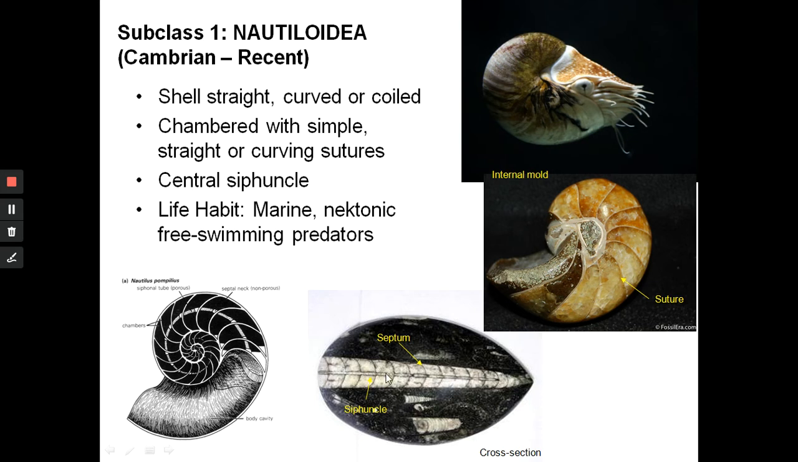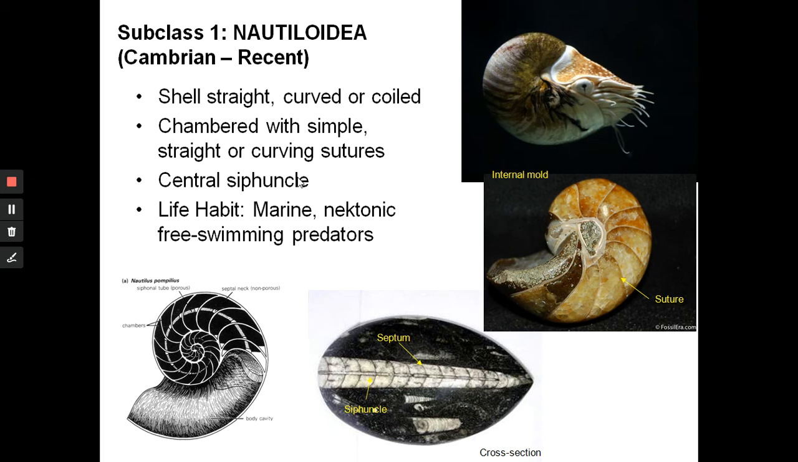Yeah? So the pattern of the septa is still the same. So simple or curving, right? Now this is a cross section of a straight cone nautiloid. So you can see the septa here, and they're just simple and curving. And in the middle, you have this line here, and this is the siphuncle. And for nautiloids, the siphuncle is always in the middle. Okay, so we have a central siphuncle for nautiloids. So those are important characteristics for nautiloids.